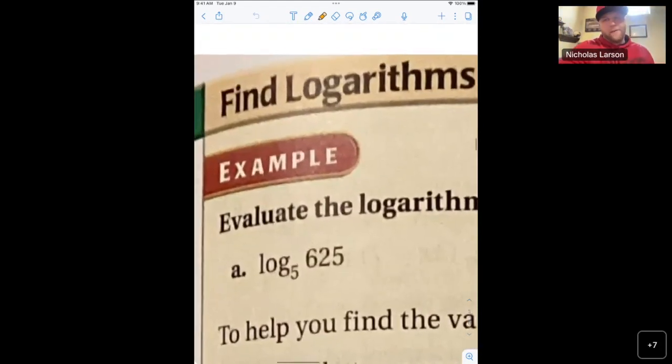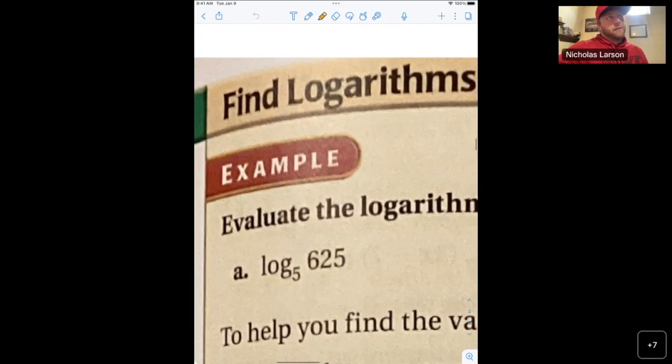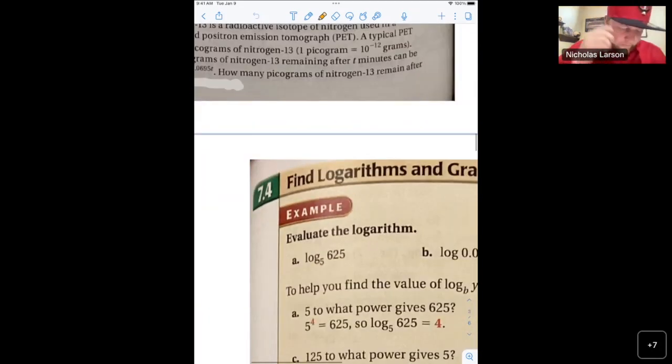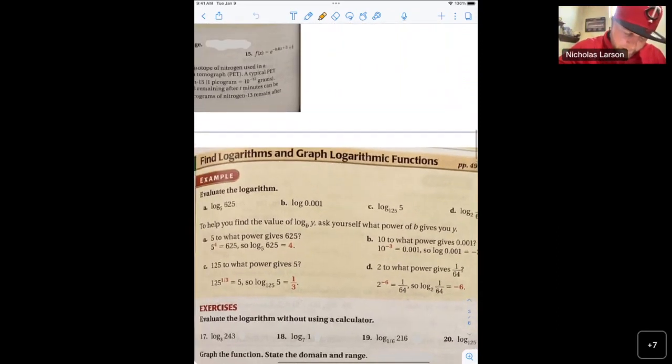It would be 5 to the fourth power. 125 to the fifth power, fourth power. So again, just looking at these different couple of examples here.